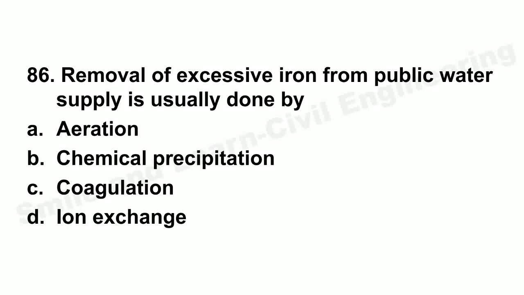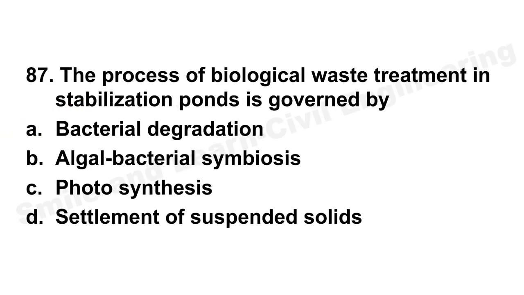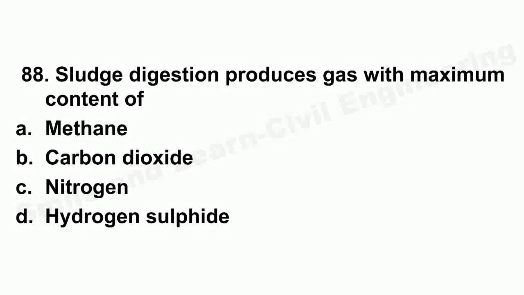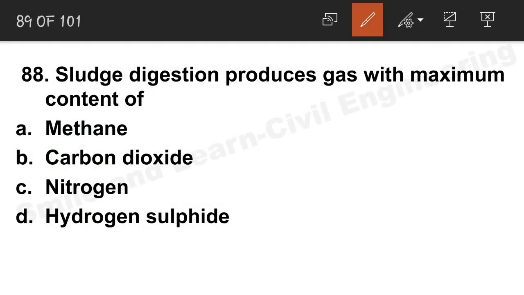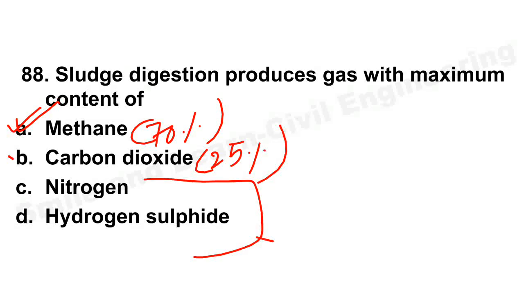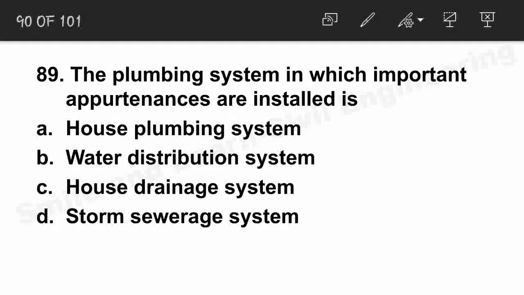Next, removal of excess iron from public water supply, this is also a repeat question. Aeration. The process of biological waste treatment in stabilization ponds is governed by, in the previous paper I told bacterial, but that is not the correct answer. Algal bacterial symbiosis is the correct answer. The sludge digestion process produces gas with maximum content of methane: 70% methane, 25% carbon dioxide, and nitrogen, hydrogen sulfide and other gases consist of 5%.